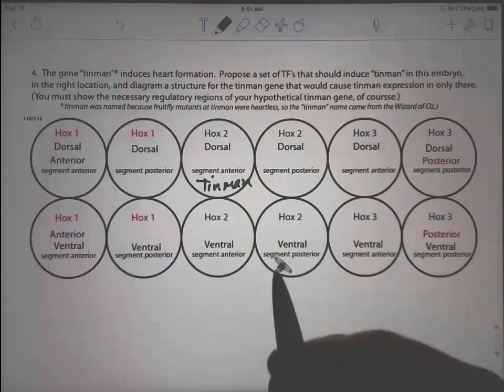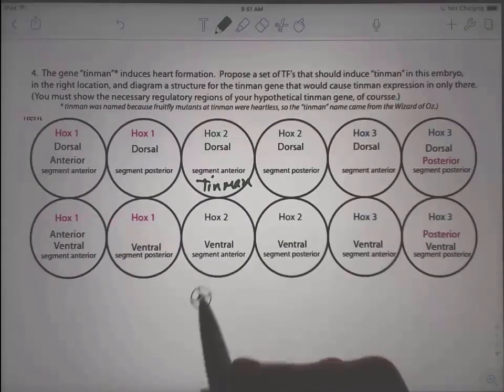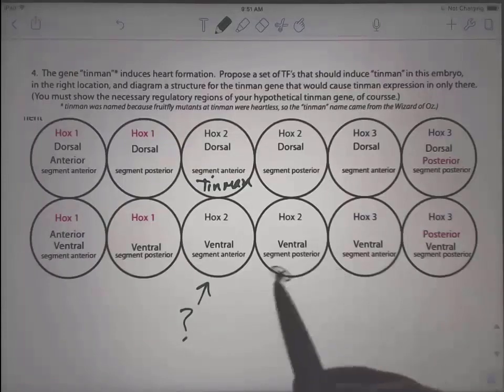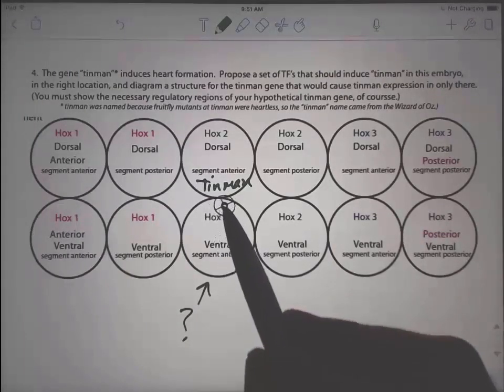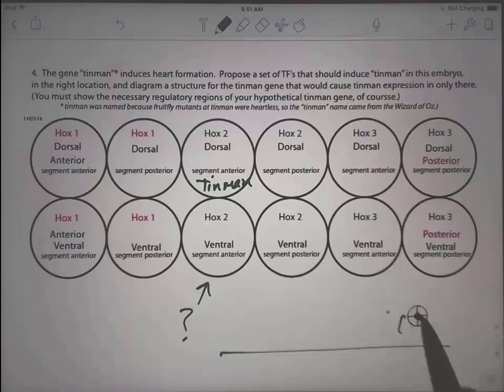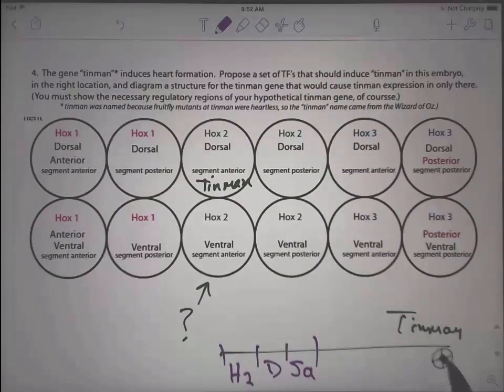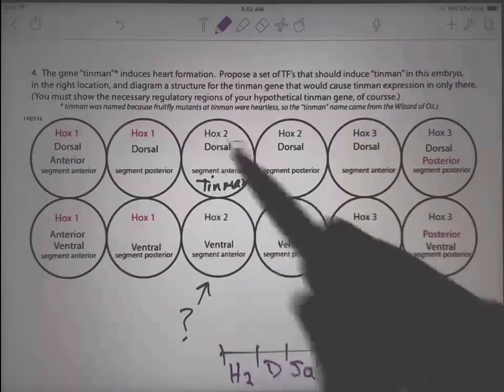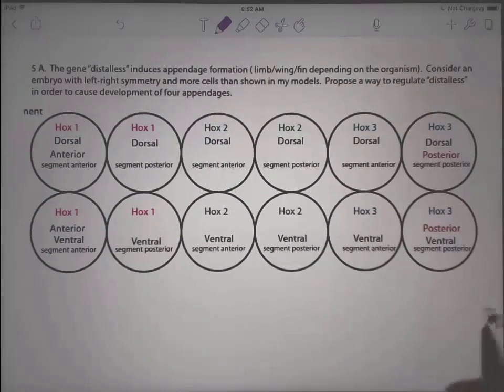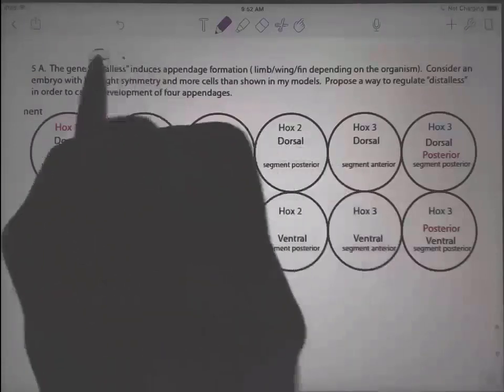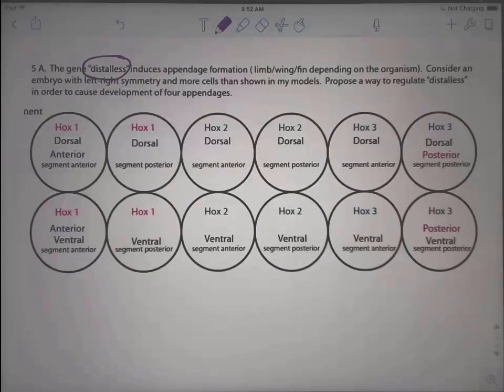On an exam question, you could equally decide that Tin Man was in some other location. And then once you have a location for it, design for Tin Man the transcription factor binding sites that would result in Tin Man being expressed in that cell and no others. And you could do the same thing for, in this case, Distal-less. And in this case, you'd put it in more than one location because limbs appear in more than one location of animals. Distal-less regulates limbs, wings, fins, depending on the organism.